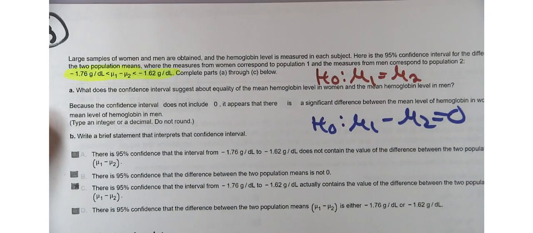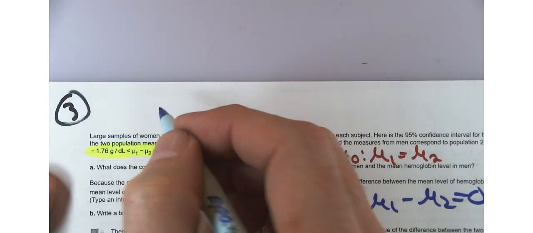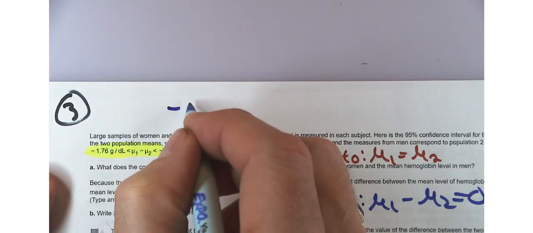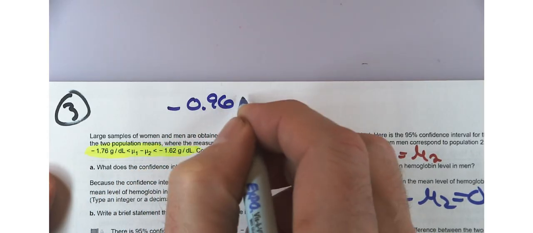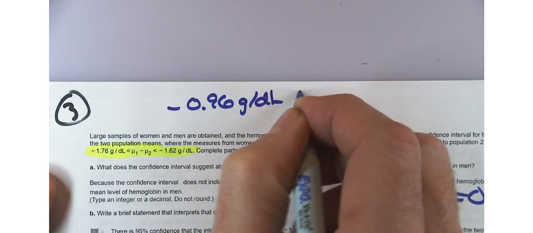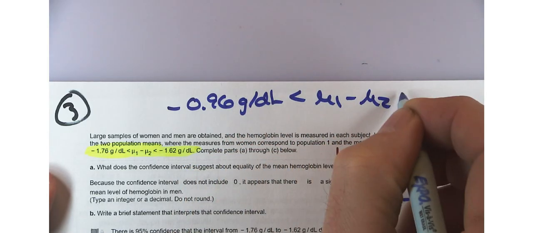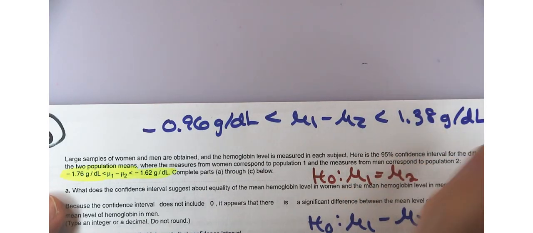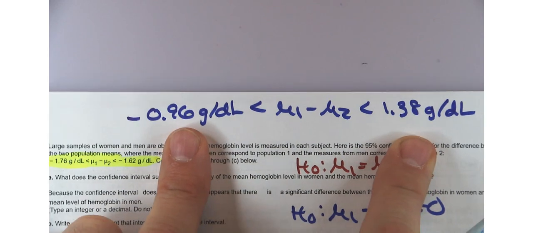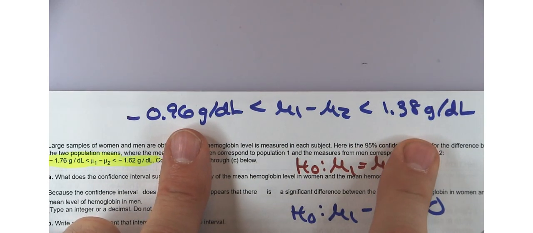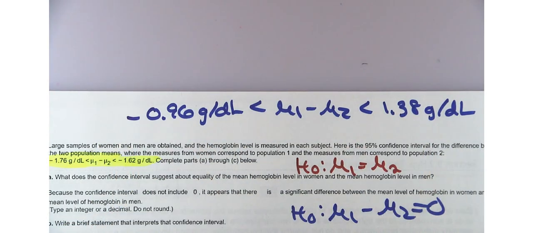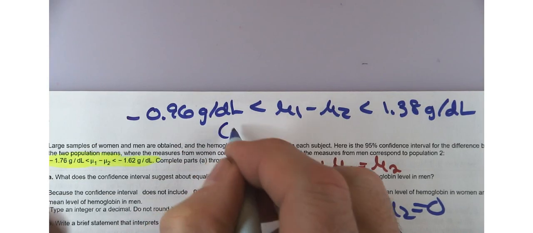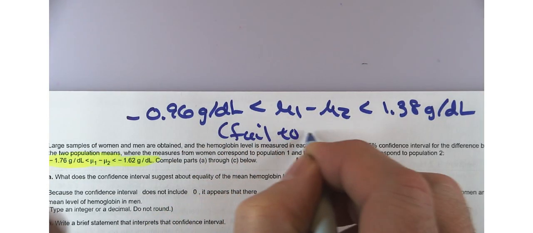Well, here, let me give you an example of a confidence interval that would contain 0, maybe negative 0.96 grams per deciliter is less than mu1 minus mu2 is less than 1.38 grams per deciliter. So the big thing is that you'll see a change of sign. It'll go from negative to positive. So this contains 0 because it has a change of sign. So this would be a fail to reject H naught.